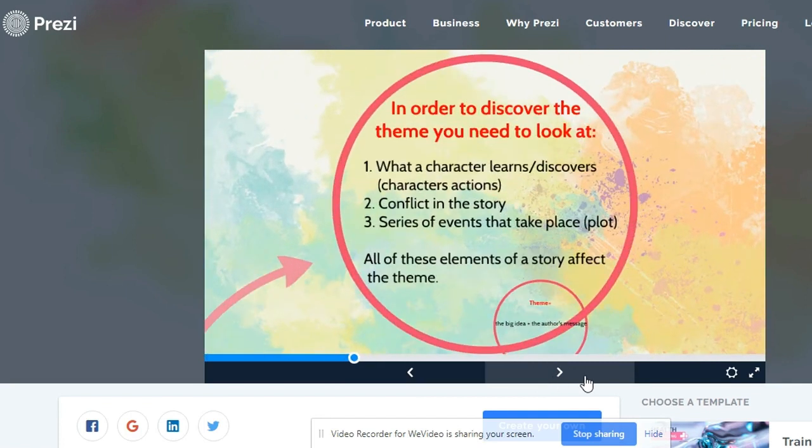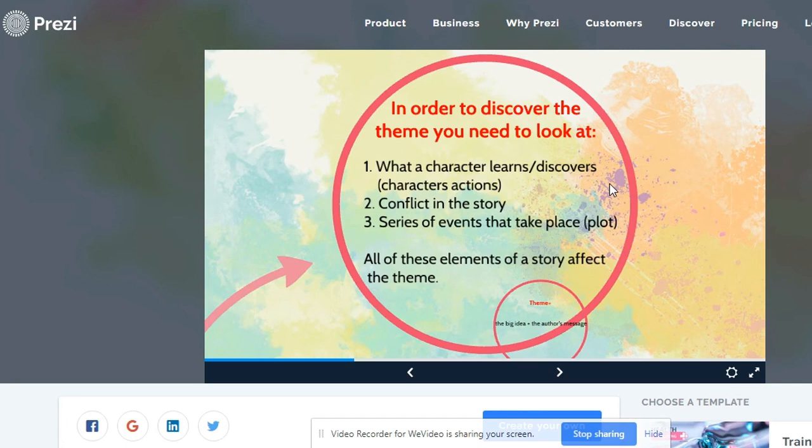In order to discover the theme, you need to look at some things. One, what a character learns and discovers, or the character's actions. Two, the conflict in the story, or the problem. Three, the series of events that take place, or the plot. All of these elements of a story affect the theme. So to find the theme, I have to think about what the characters learn, the conflict or problem, and the plot. What happens in the story from the beginning to the end.